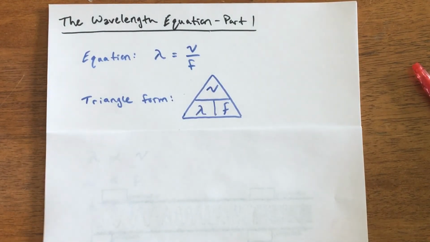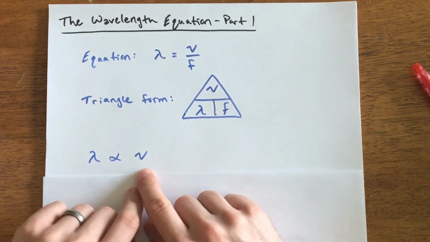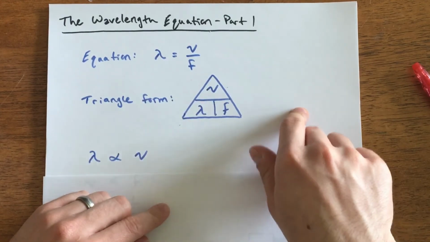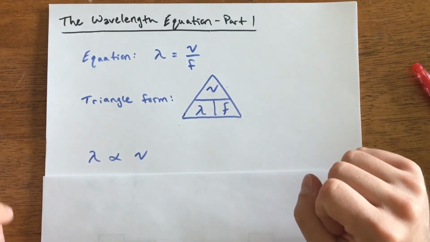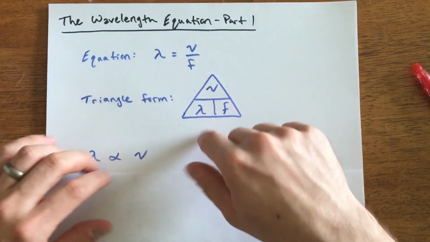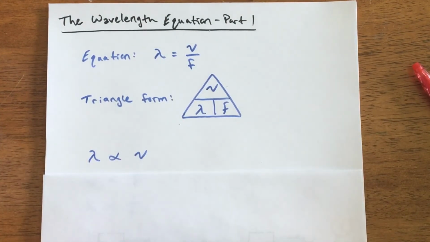Let's talk about the relationships between those variables. Wavelength is proportional to velocity. So if frequency remains constant, which is how many waves are coming past, and we increase the velocity, the wavelength has to be longer. Otherwise, the frequency would have to go up. The reverse is also true. If the frequency stays the same and the velocity decreases, the wavelength also must decrease. Otherwise, the frequency would increase as well.